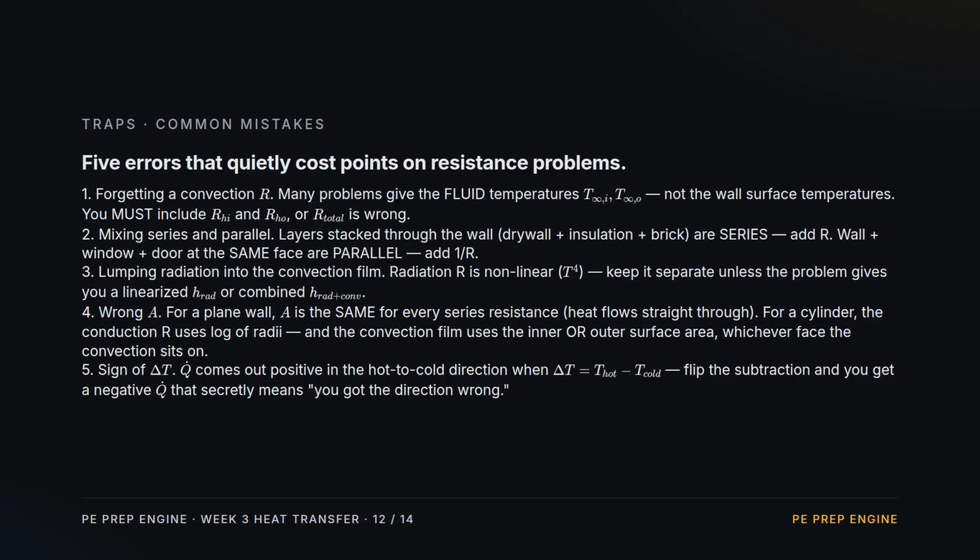4. Wrong area. A plain wall uses one area throughout. A cylinder uses inner versus outer surface for the film. Log of radii for conduction. 5. Sign of delta T. Positive when delta T is hot minus cold. Flip it, and the answer goes negative.